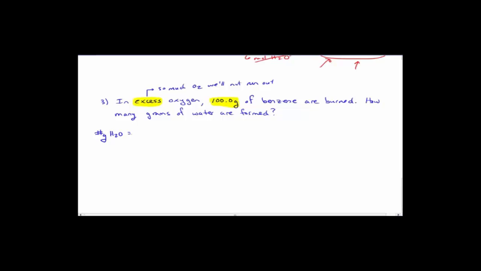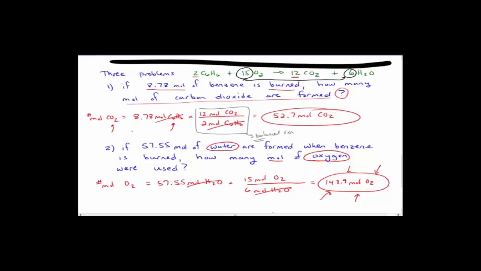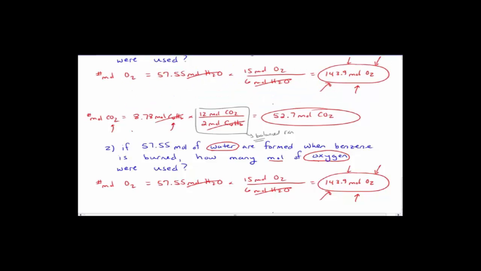We've got the mass of benzene here, but we don't have a relationship between mass of benzene and mass of water. What we do have is a way to go from the mass of benzene, the mass of C6H6, and turn that into the moles of C6H6. Because once we get to the moles, I can go from moles of benzene to moles of water with ease. There's a 2:6 ratio there. So let's go back and try that out.